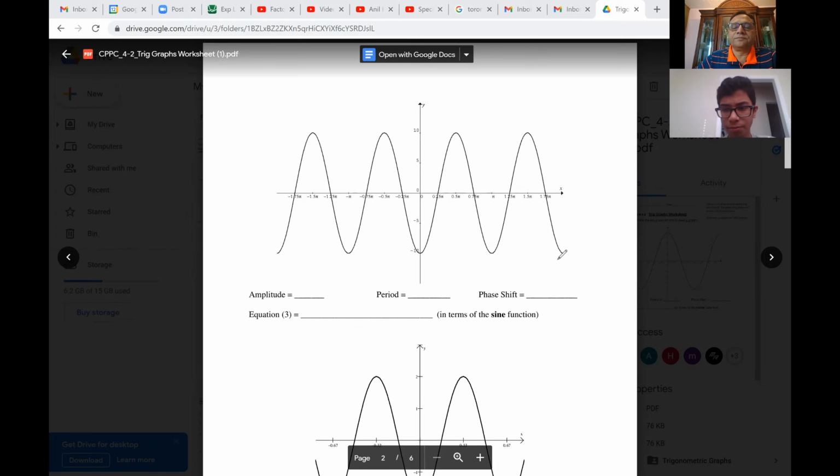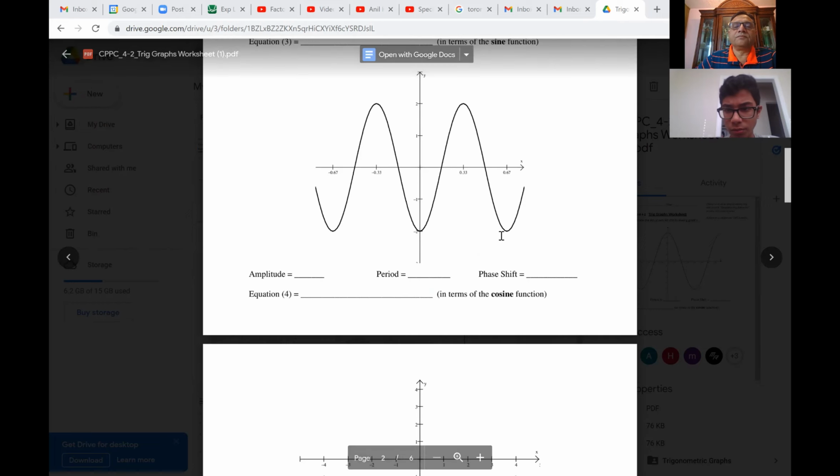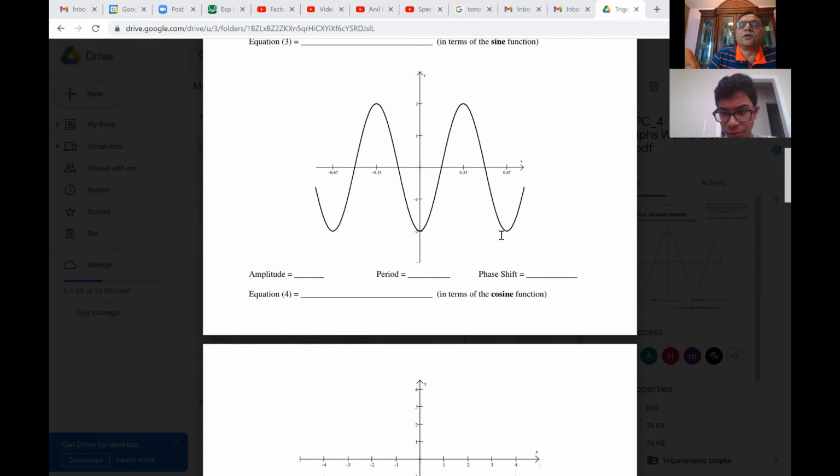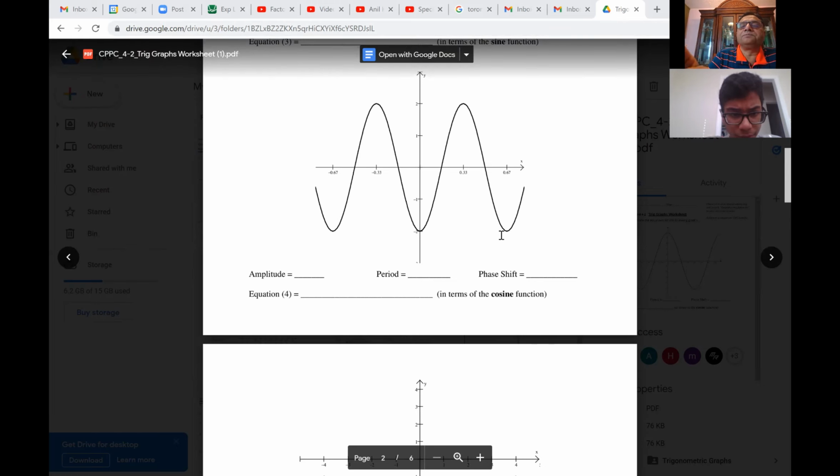There you go. So can you now tell me all the values? Your amplitude is 2, since the axis is 0. And what is the period? Your period is just 0.67, so 2/3, I think. Yes, 2/3.